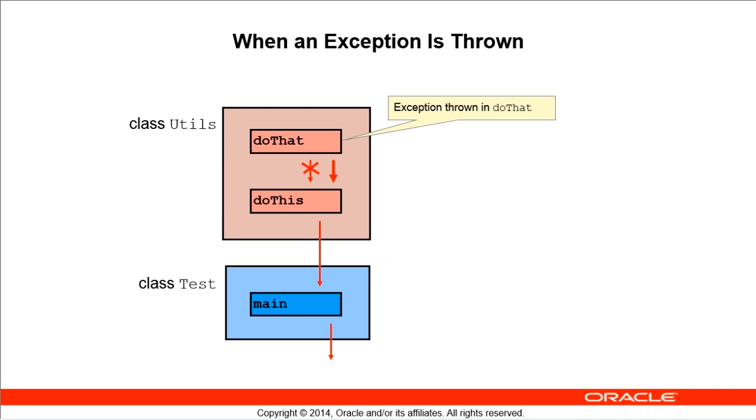When an exception is thrown, program flow returns to the calling method, but not to the point just after the method call. Instead, if there's a try-catch block, program flow goes to the catch block associated with the try block that contains the method call.